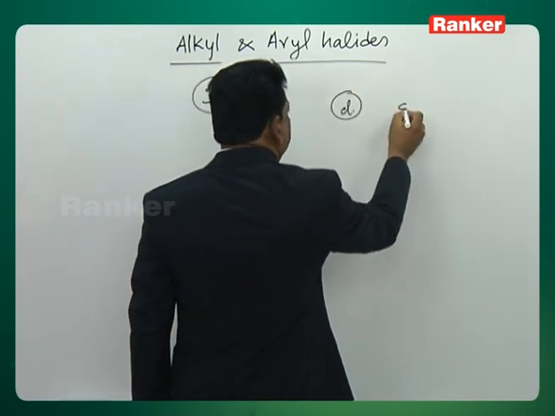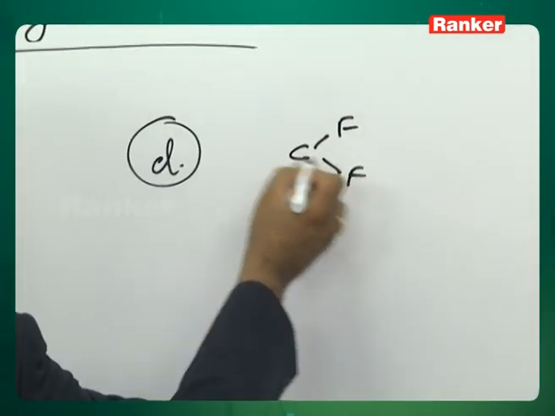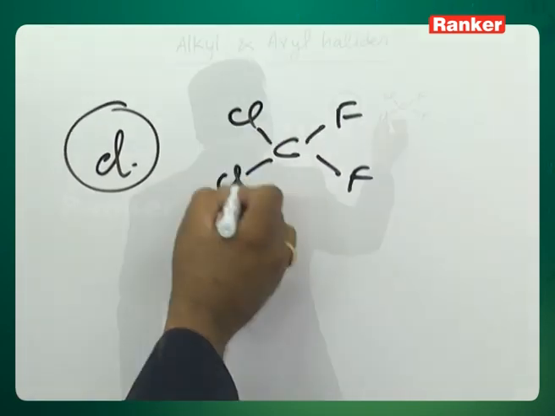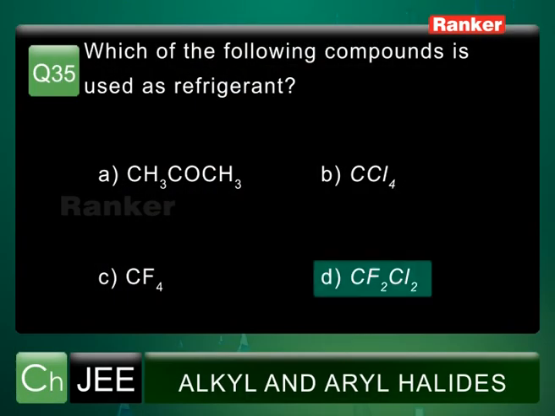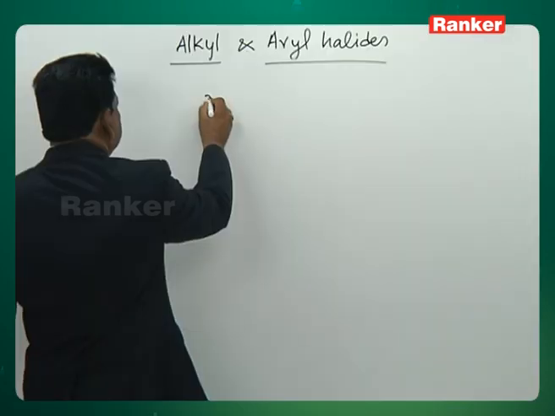That is, 2 fluorines are there and 2 chlorines are there. Fluorochlorocarbons are specifically used as refrigerants. So option D is the right answer. Question number 36.